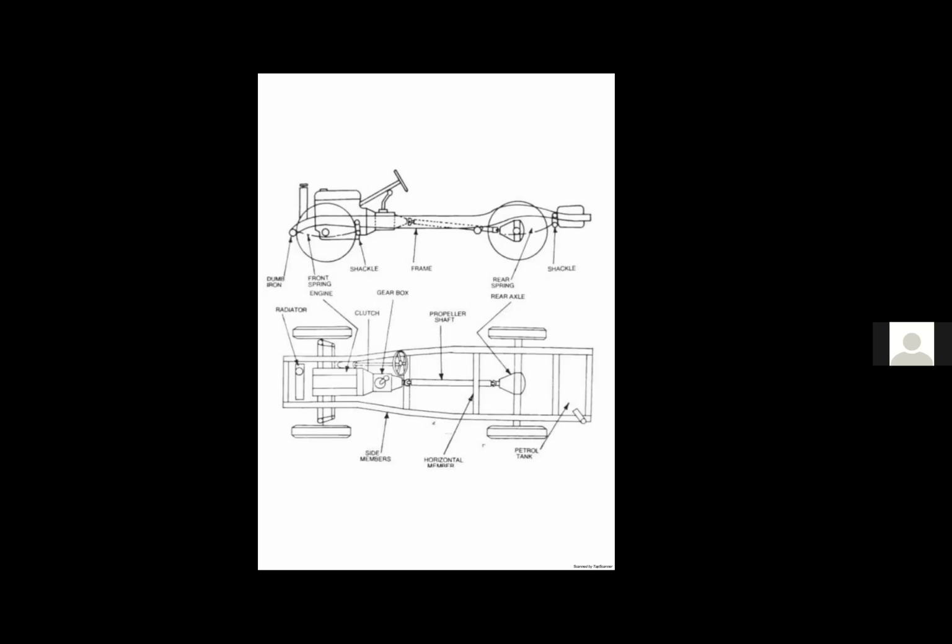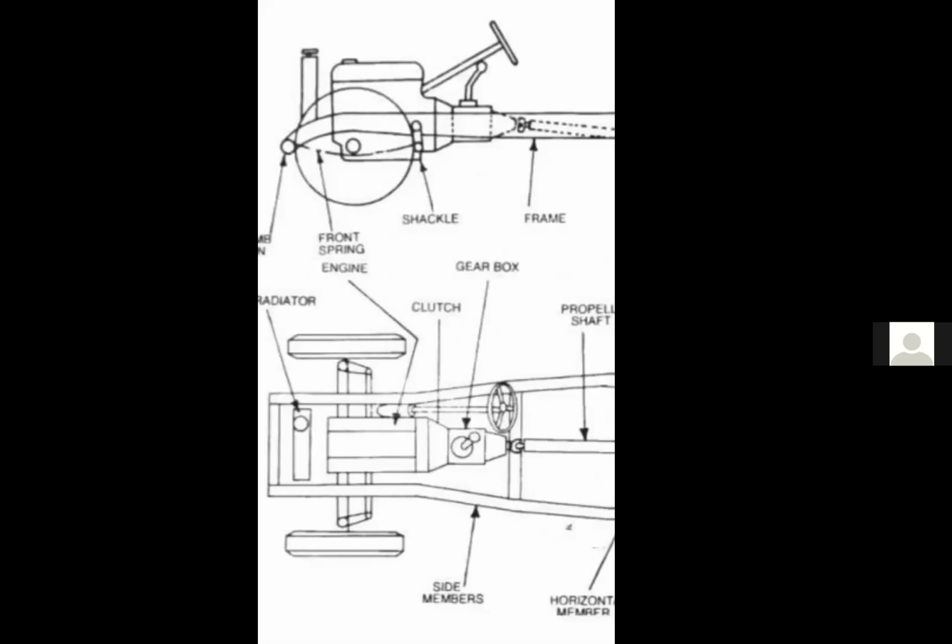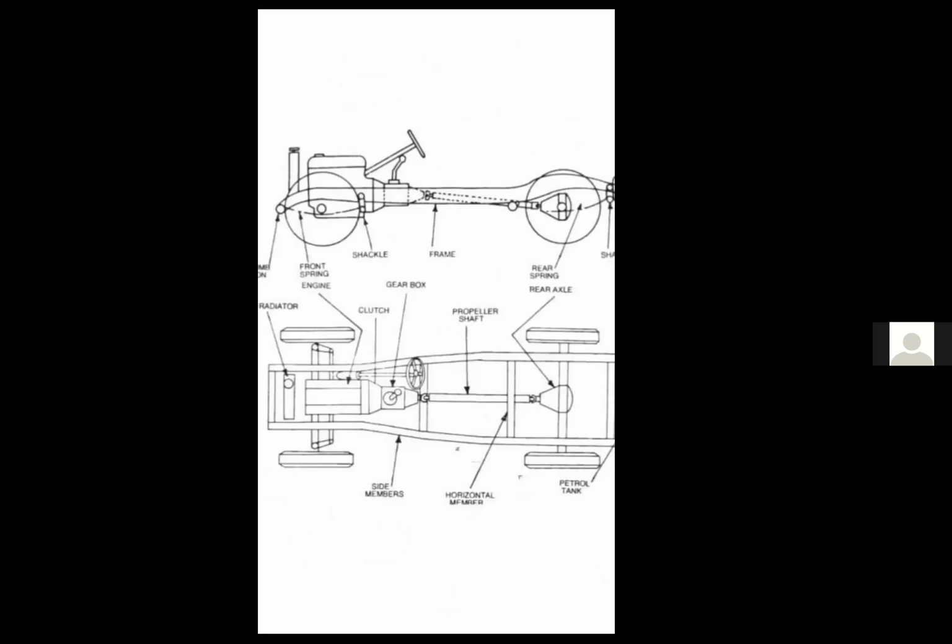So, what are the components installed in the chassis system? Number one, you can see here: suspension, that is front spring, rear leaf spring. Suspension is one of the components which is installed in the chassis.